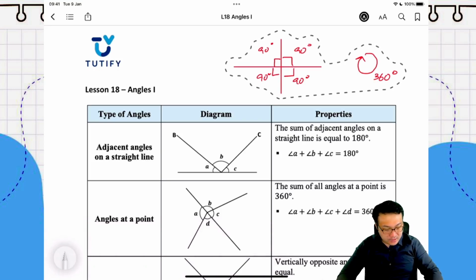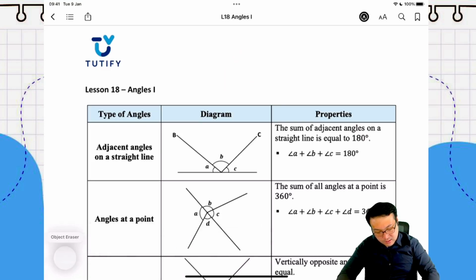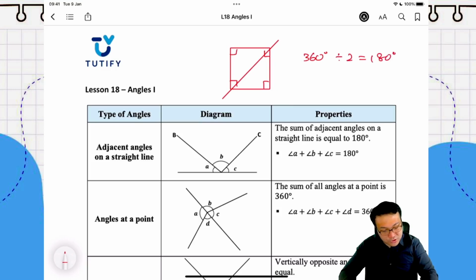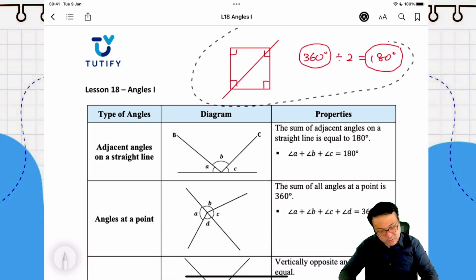So over here, we have a straight line gives us 180, a circle gives us 360, and let's talk about a square. A square gives us 360 because there are 4 90-degree angles, but if you cut it in half, it becomes a triangle. So 360 divided by 2, you get 180. So the total sum of angles in a triangle is 180. The total sum of angles in a square is 360. So that is just a very basic recap.